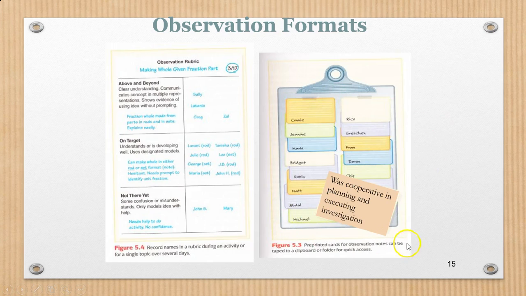Another one is to have just a clipboard with index cards with students' names on it, and it's taped over here, so they flip up. And what you can do is you could be looking at what's cooperative and planning and executing investigations. So you're going around to the different teams or groups and you're checking that off, and you could write little anecdotal notes on those index cards.